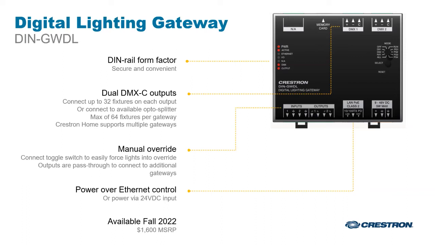On the bottom left, there are manual override contacts. Contact set 1, when closed, puts the gateway into override mode. Contact set 2, when open, turns on all lights in override mode. When contact set 2 is closed, lights are off. Output override contacts connect to additional gateways. Gateway MSRP is $1,600.